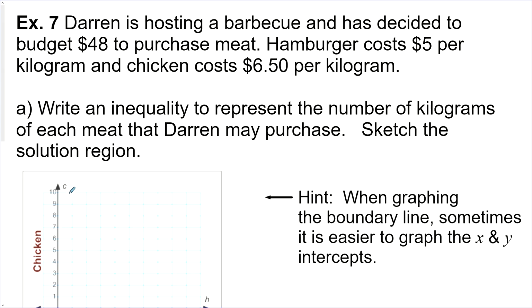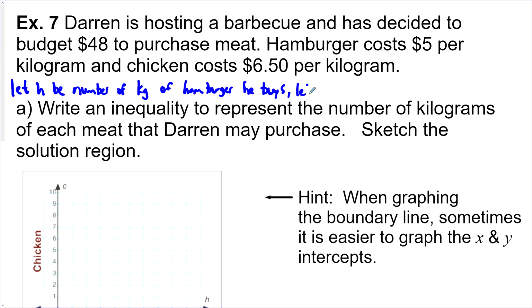So we need some variables here. Let h be the number of kilograms of hamburger he buys, and let c be the number of kilograms of chicken he buys.